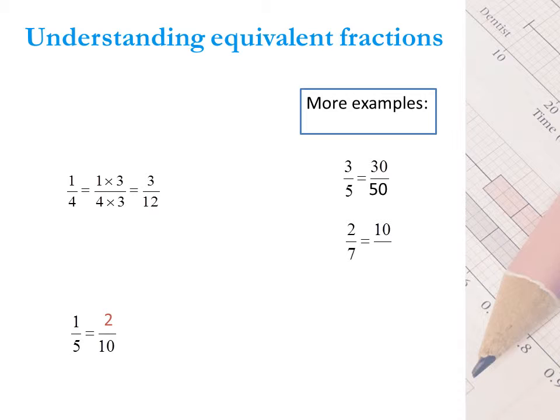Next, 2 over 7. Can you see how to get from the 2 to the 10? 2 over 7 has to be equivalent to 10 over something. 2 times 5 gives me 10, so the number I have to multiply the 7 by is 5. 5 times 7 is 35.